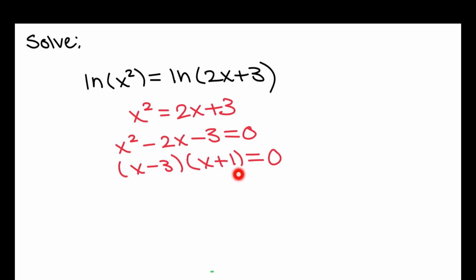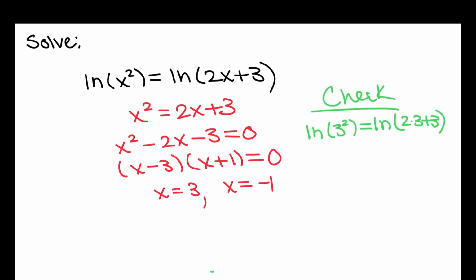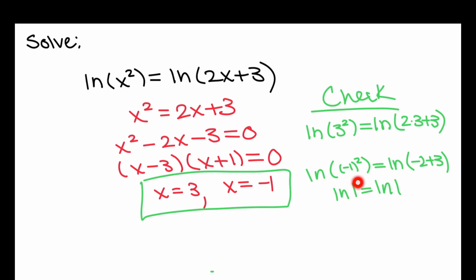Factor, 3 times 1 is 3. If it's a minus 3 and a plus 1, that adds up to negative 2. So I have two possible solutions, x equals 3 and x equals negative 1. If I plug 3 in, log of 3 squared and log of 2 times 3 plus 3, both of those are positive numbers. That's all that matters. Same is true if we plug in the negative 1. Negative 1 squared is 1. 2 times negative 1 plus 3 is also 1. The important thing is that's a positive number, and so both of these solutions work, or check out.